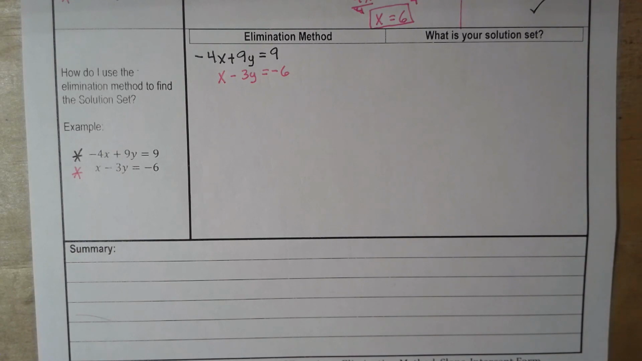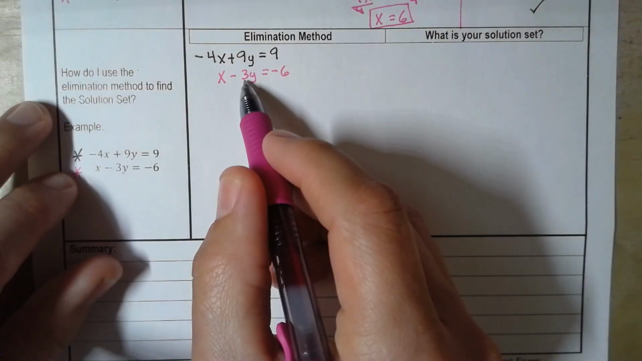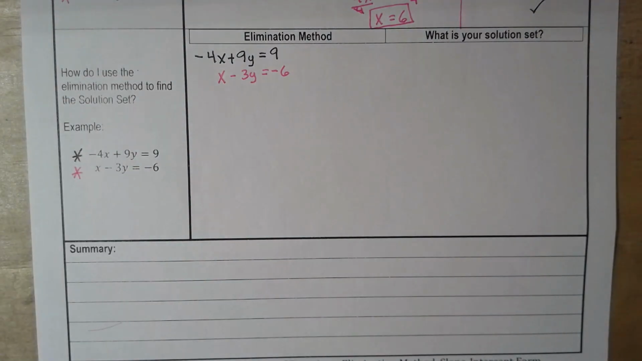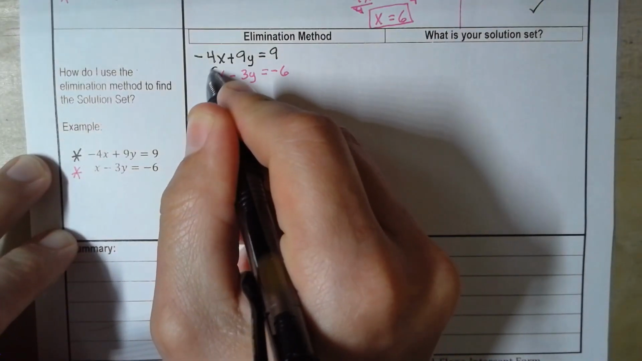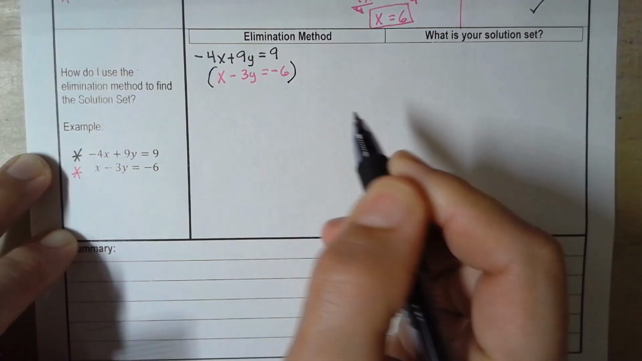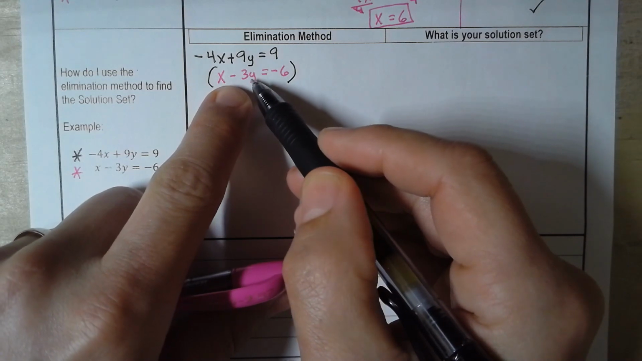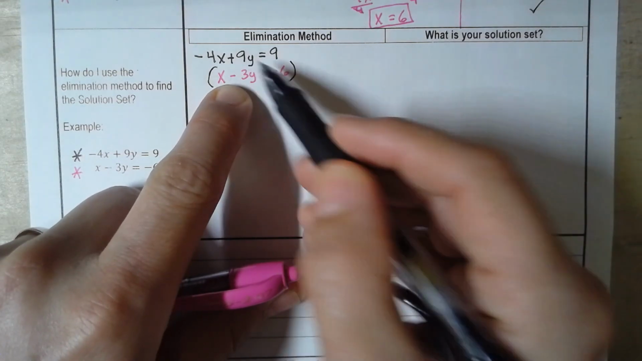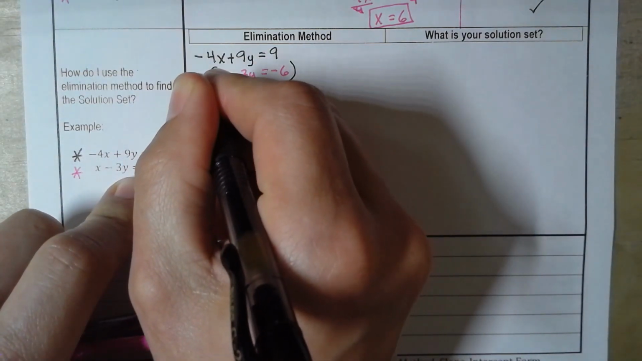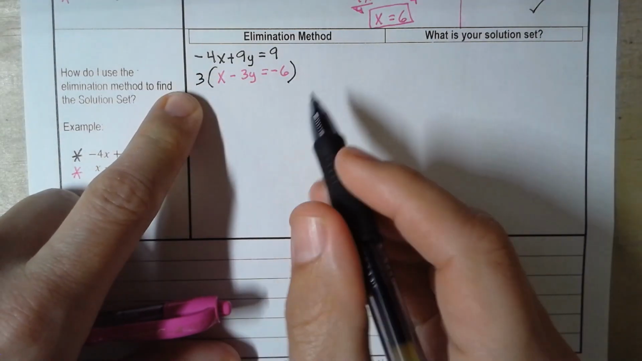I think in this case, I am going to go ahead and multiply the y. Let me show you what I mean by that. I'm going to multiply this whole thing, so I want to put it in parentheses. And I realized that if this was a negative 9y, I could cancel out the y. So I'm going to use the number 3. I'm going to multiply everything by 3.